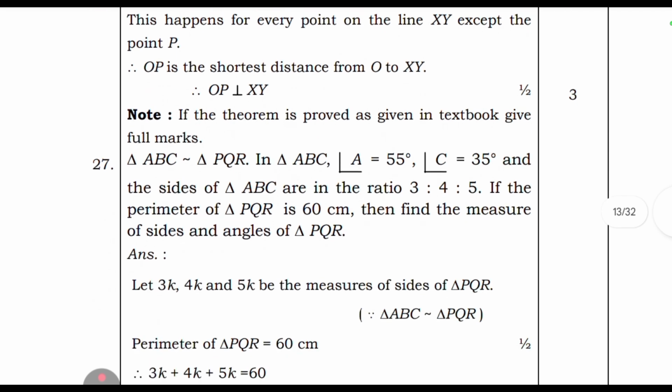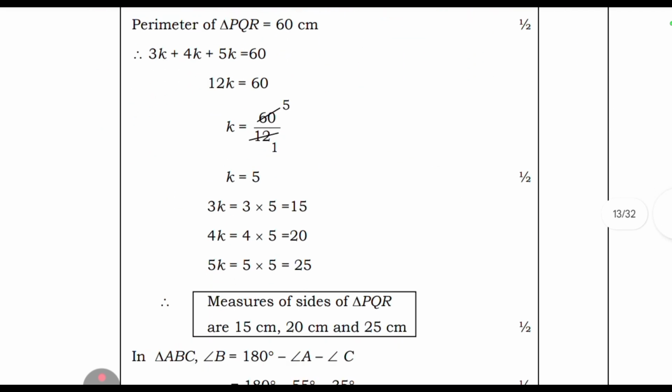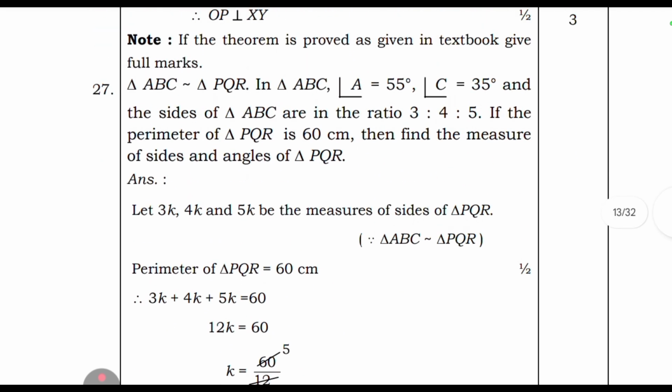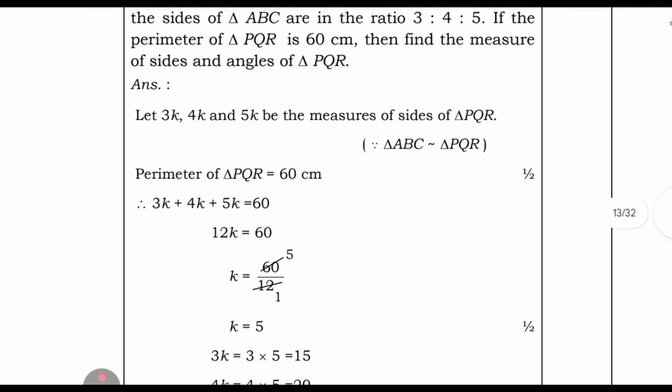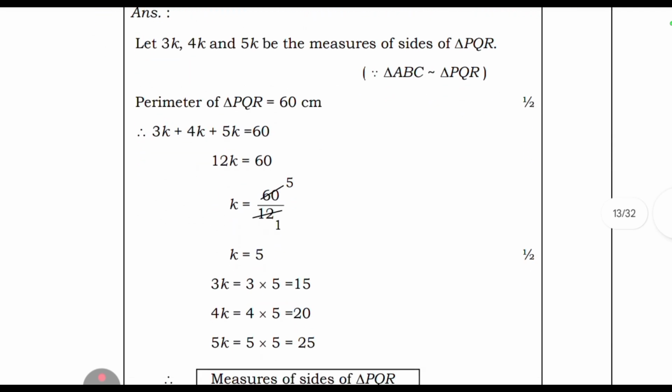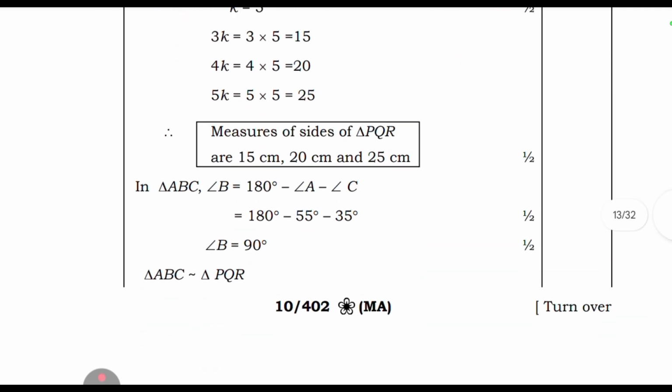27th question from the triangle lesson. So this is a twisted form of question. Be careful of this type of question, because they are repeatedly twisting the questions, as they are conducting the examination three times.